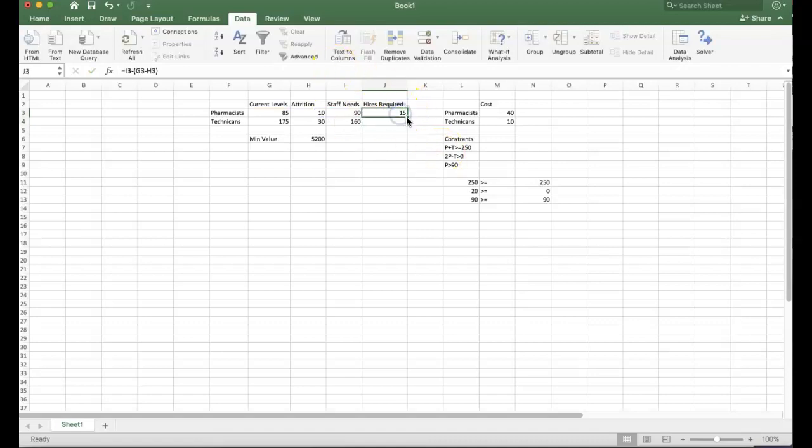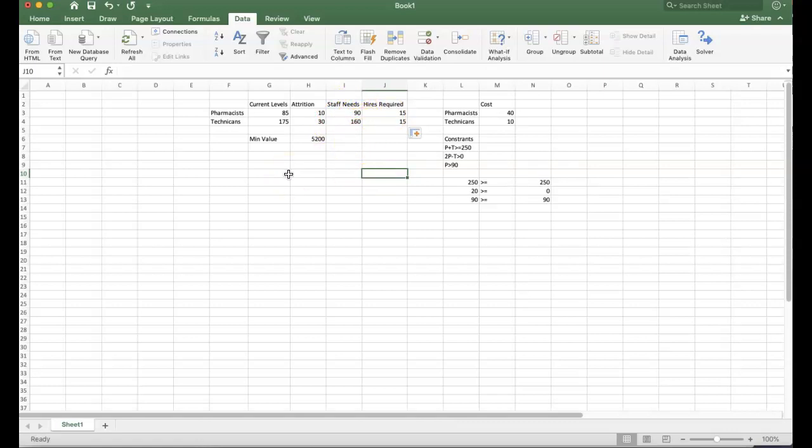I'm just going to drag this down because it should go in there. And that is also at 15 to show that that's what we need to hire, because we were a little overstaffed at 175. And we get down to 160 from there.